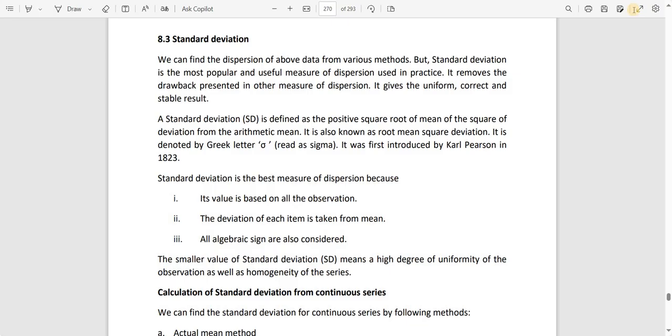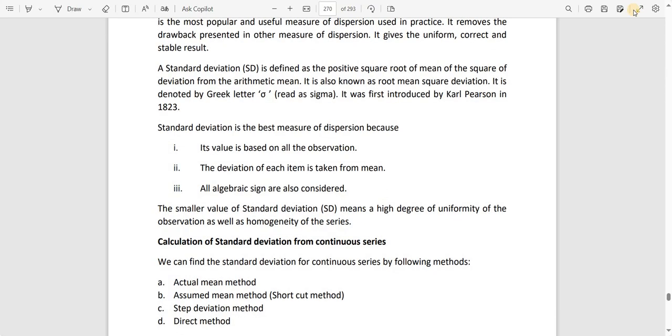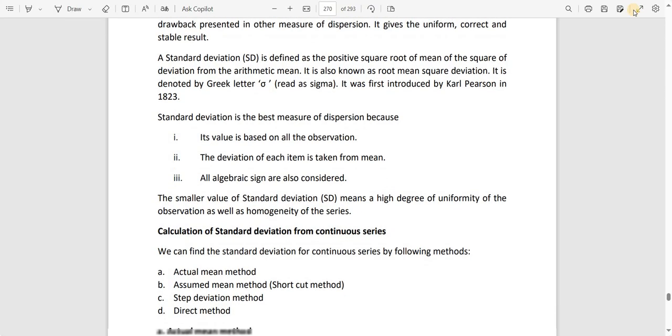Standard deviation is the best measure of dispersion because, first, its value is based on all observations; second, the deviation of each item is taken from the mean; and third, all algebraic signs are also considered. A smaller value of standard deviation means a high degree of uniformity and homogeneity of the observations. So we opt for a smaller value of standard deviation.